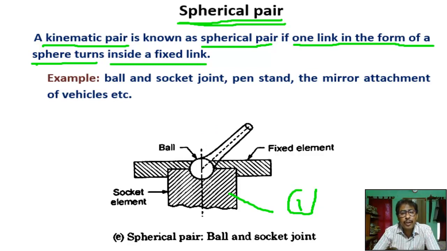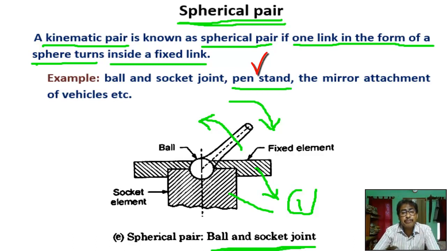This is the joining, or the socket element. This is link 1, and this element is the ball, this is the handle, which is turned in this way or in this way. So this is the example of a spherical pair, a ball and socket joint.